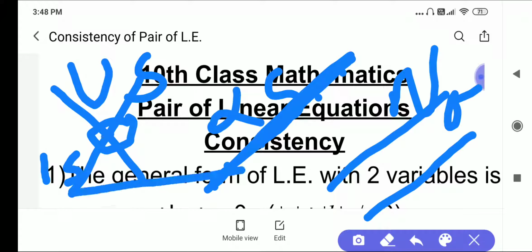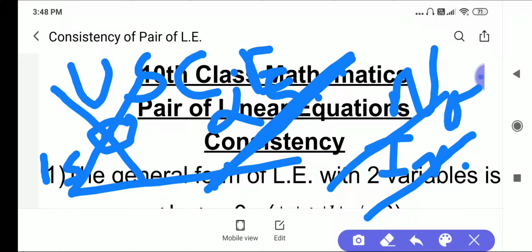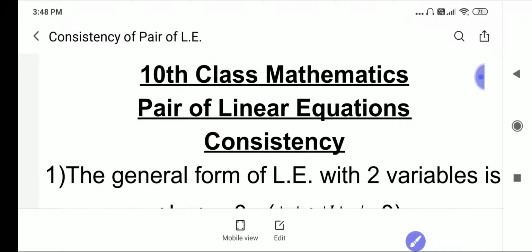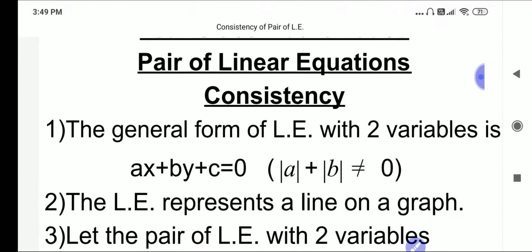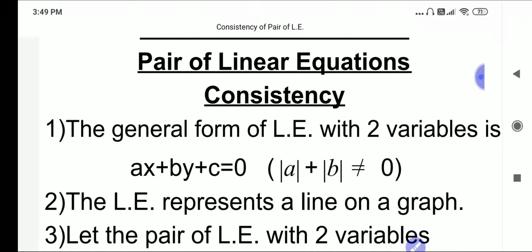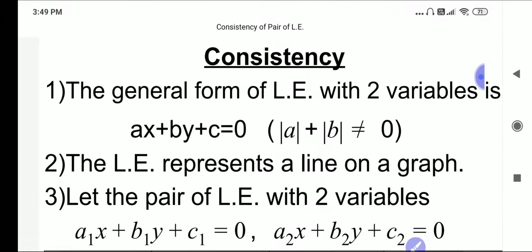The first two cases have solutions, so these are called consistent equations. And the third case has no solution, so it is inconsistent equations. Now in this session we discuss these things in detail. Now our topic is relating to consistency in the chapter pair of linear equations.